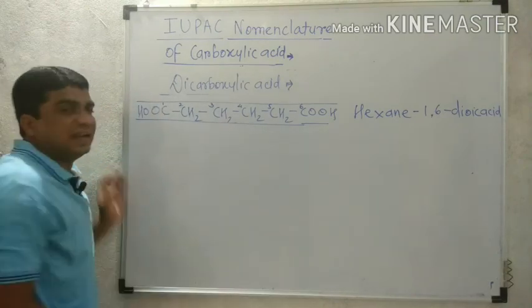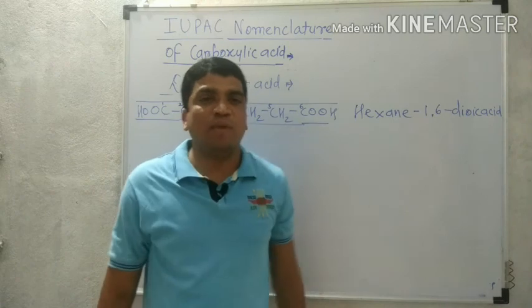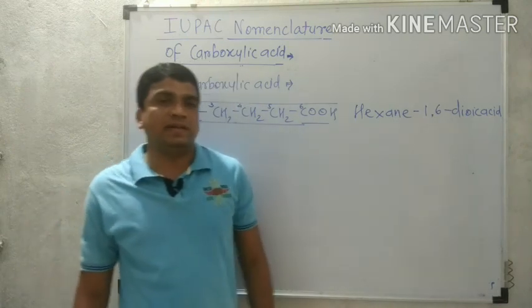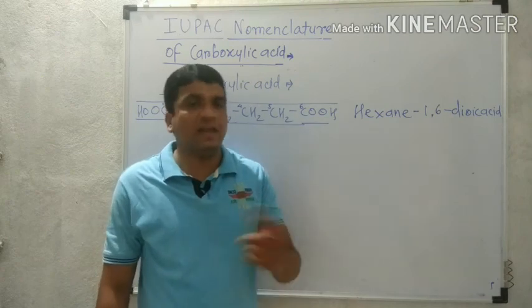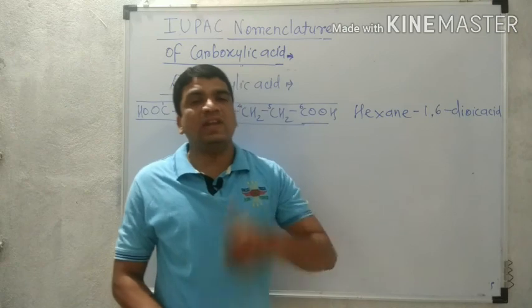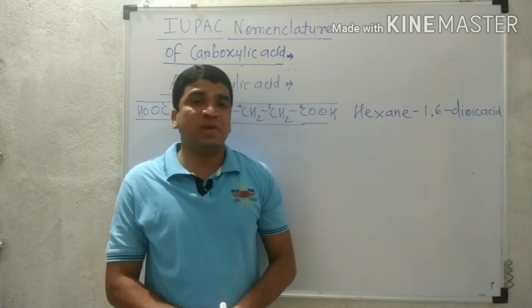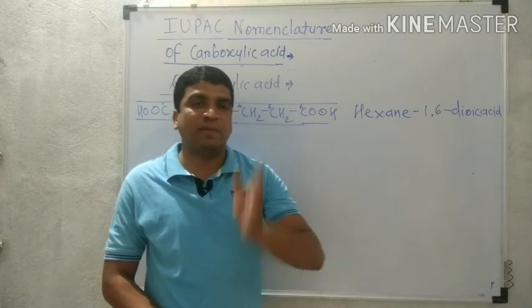Now that is all about the IUPAC names of monocarboxylic acid, that is aliphatic as well as aromatic, and again with dicarboxylic acid. Now in the next video we will discuss the preparation methods of carboxylic acids.